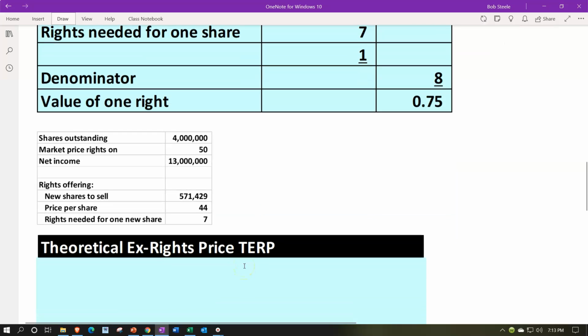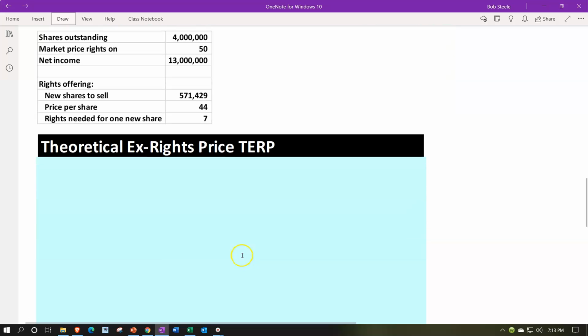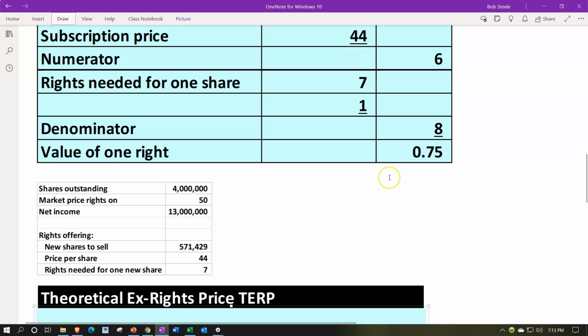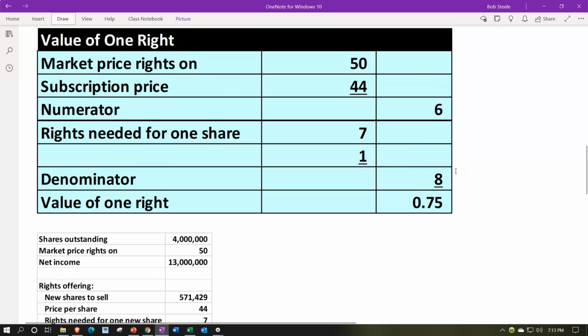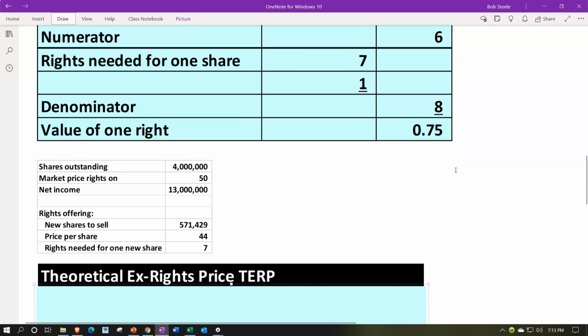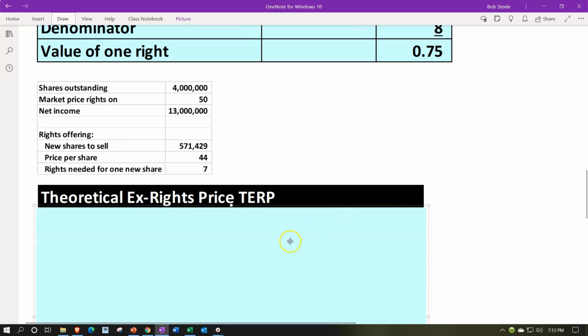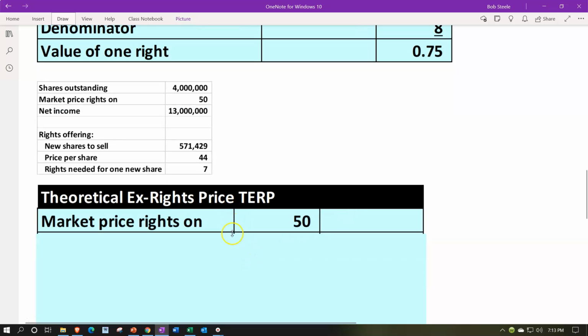So then let's calculate the theoretical ex-rights price. This is the TERP. This is kind of another way that we can basically get to this value of one right. Notice this value of one right, we kind of thought of it as if isolating down on the one right and the difference in the share. Let's now think about it for the total here. You can think about the total and see a similar kind of calculation.